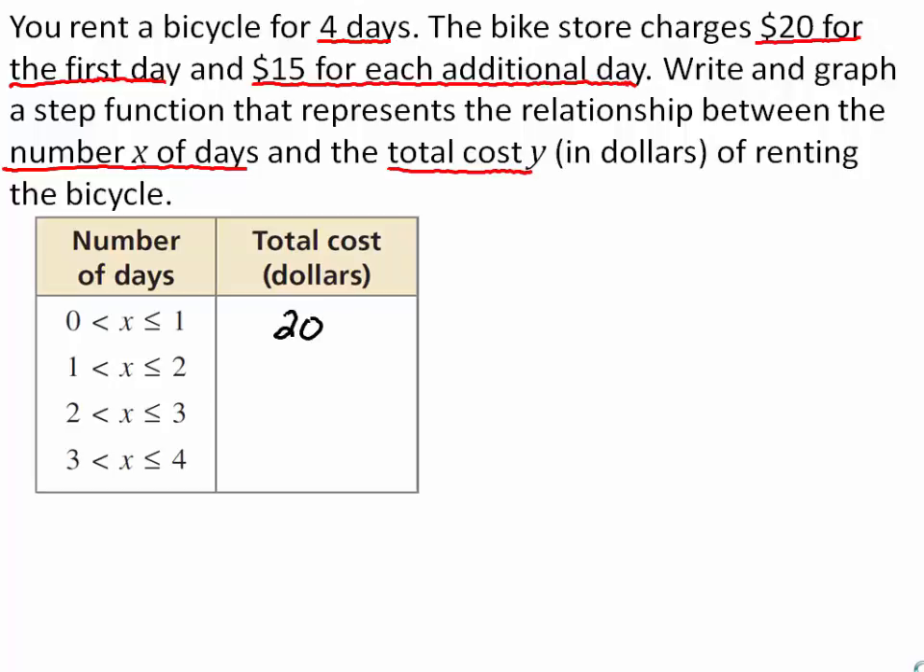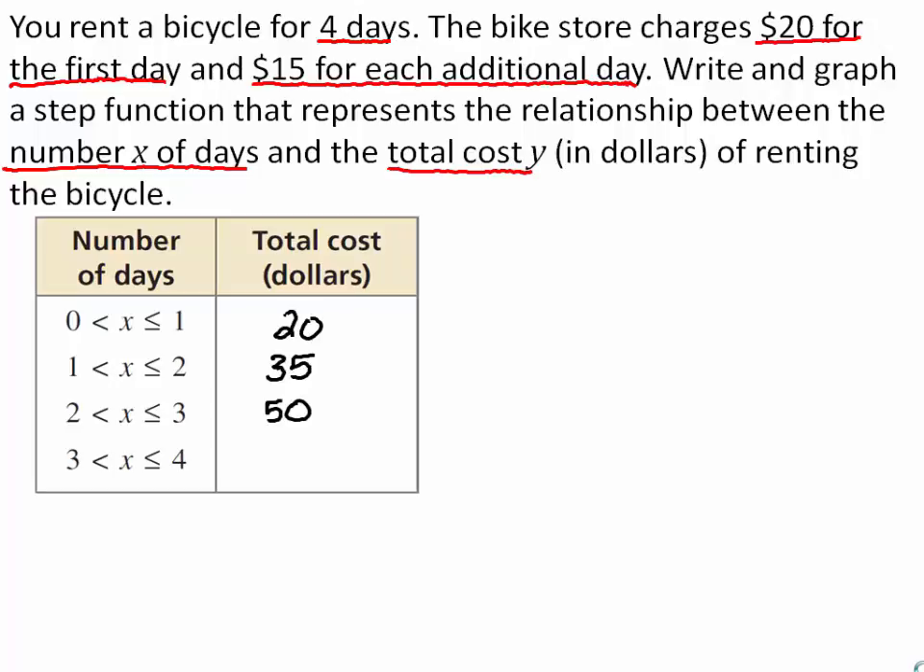Because the bike store charges $15 for each additional day, to find the total cost to rent the bicycle for 2 days, add 15 to 20, so the total cost is $35. The total cost when x is greater than 2 and less than or equal to 3 is the total cost to rent the bicycle for 3 days. To find this value, add 15 to 35, so the total cost is $50.